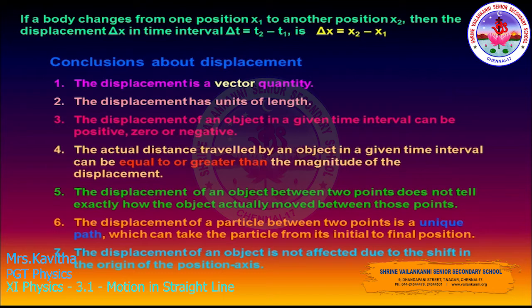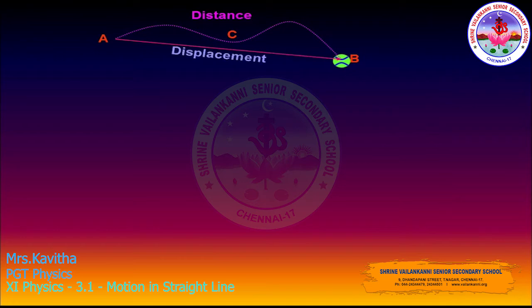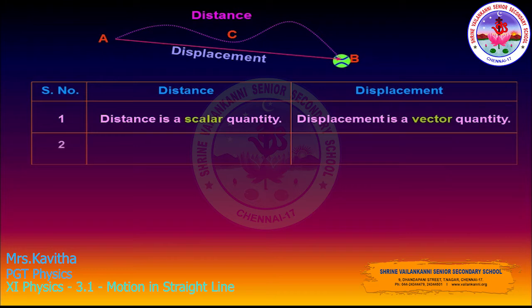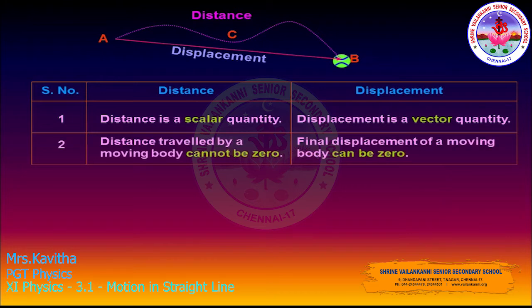The displacement of an object is not affected due to a shift in the origin of the position-time graph, the position axis. Okay. Now, we can see what the differences are between distance and displacement. Distance is a scalar quantity, displacement is a vector quantity, as we see. Distance contains only magnitude, displacement also has direction.